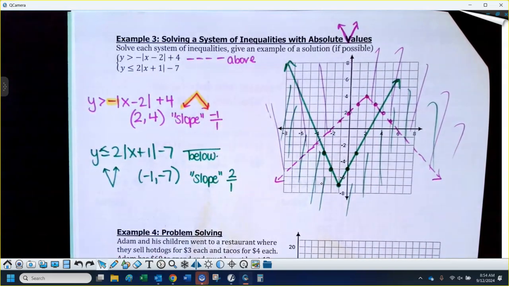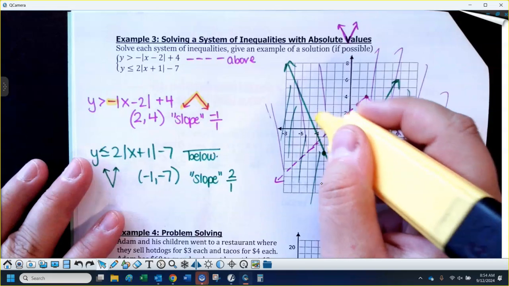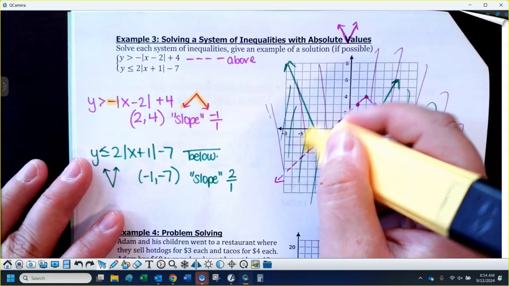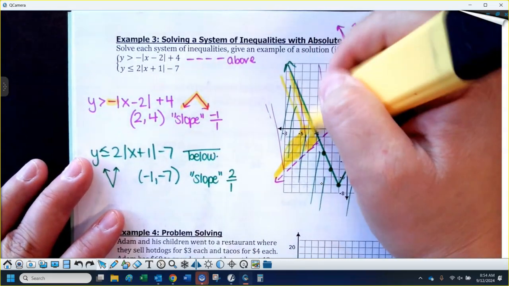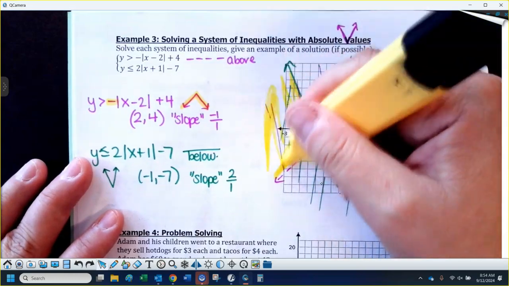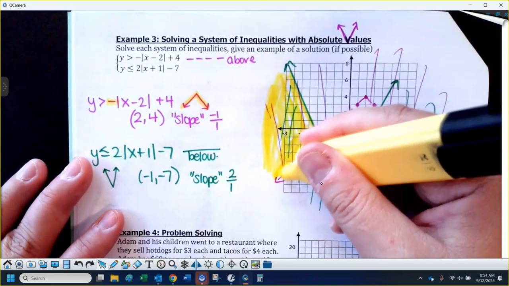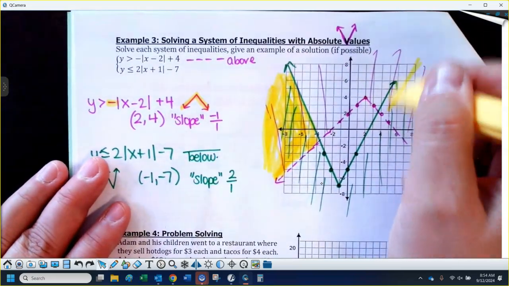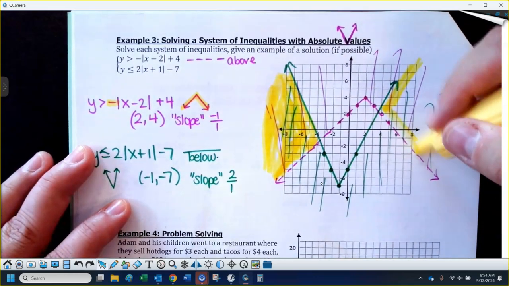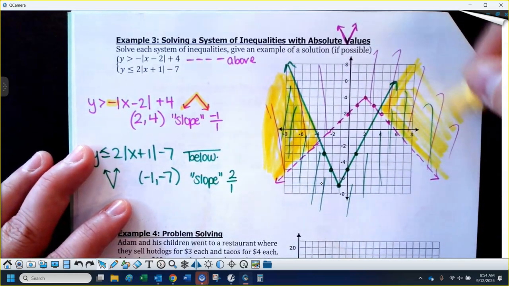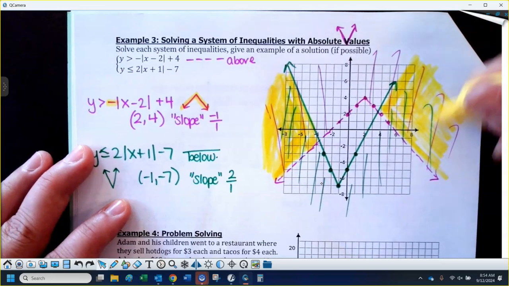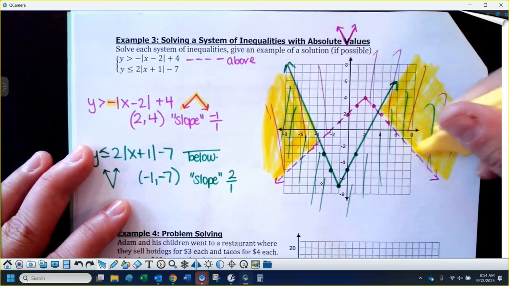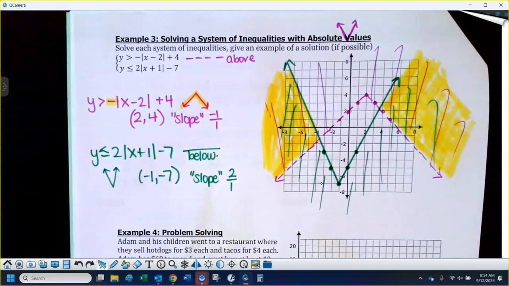Okay, the overlap is super weird. There's actually 2 different regions if you did this correctly. So above the pink one on mine, below the green one here. And you might have 2 different regions that would satisfy your system. If there's a piece here that's overlapped, there's also a piece over here where I'm above the pink line but below the green line. So there's an overlap in 2 different places, so there's 2 different regions of this graph that would satisfy those 2 inequalities.